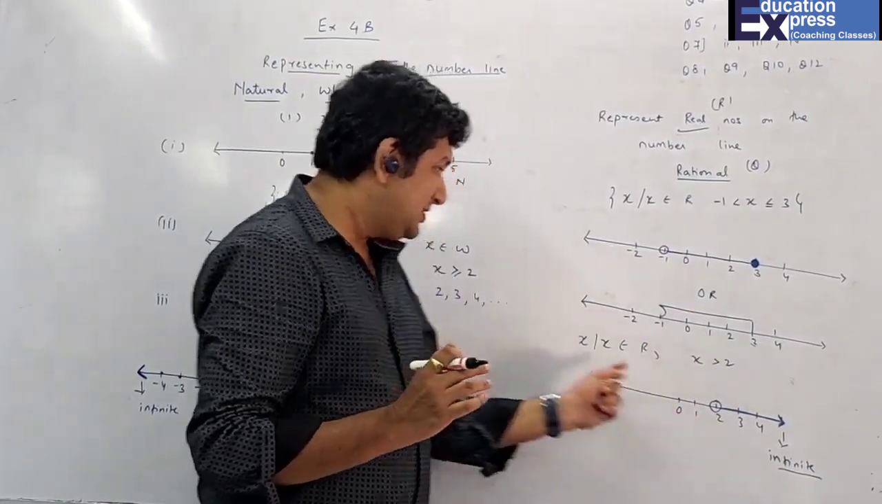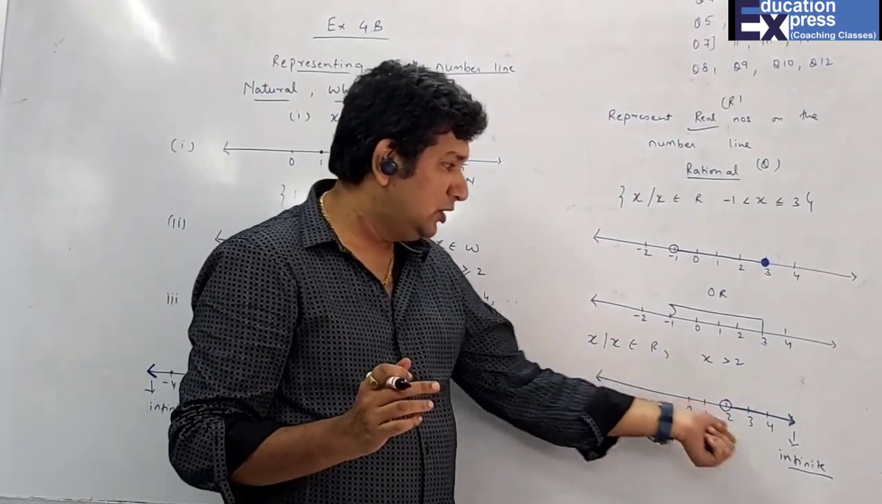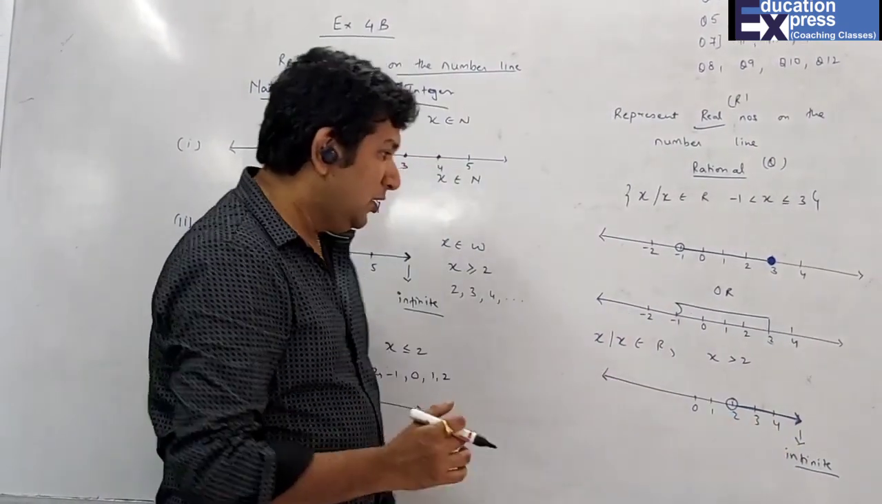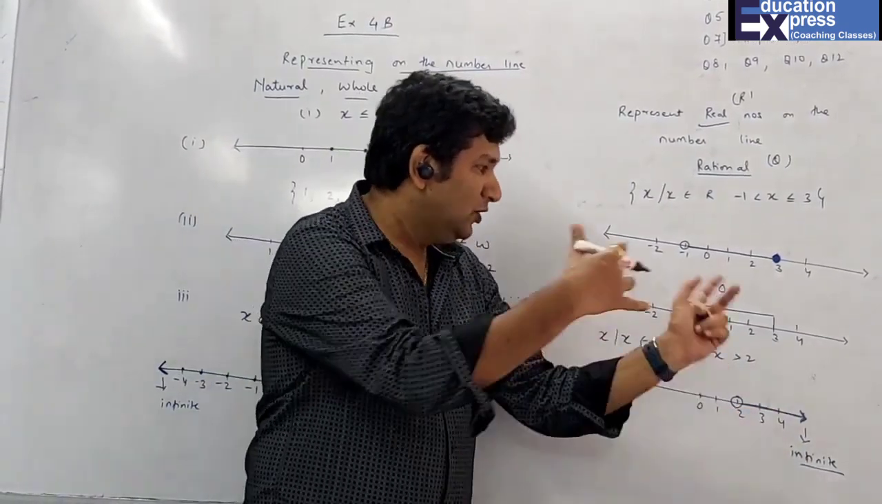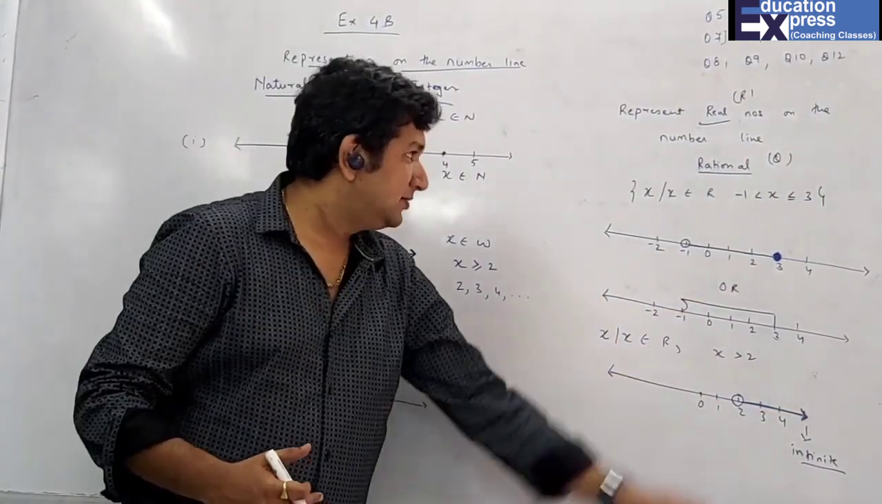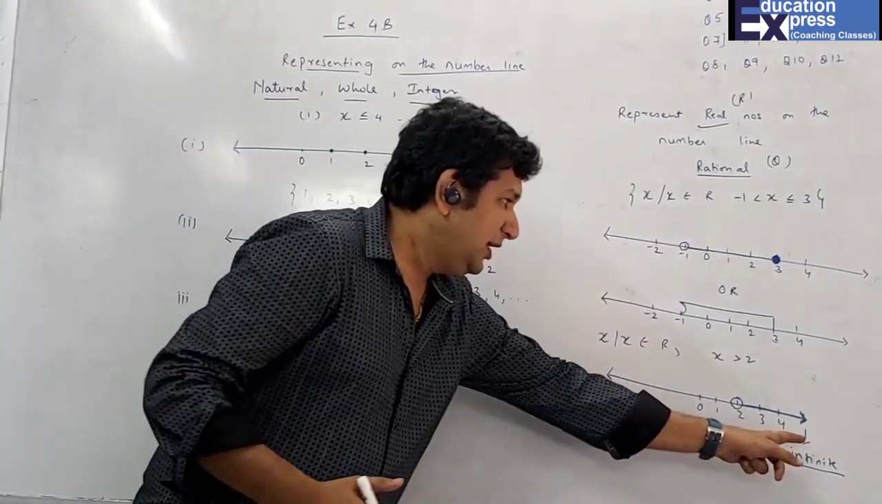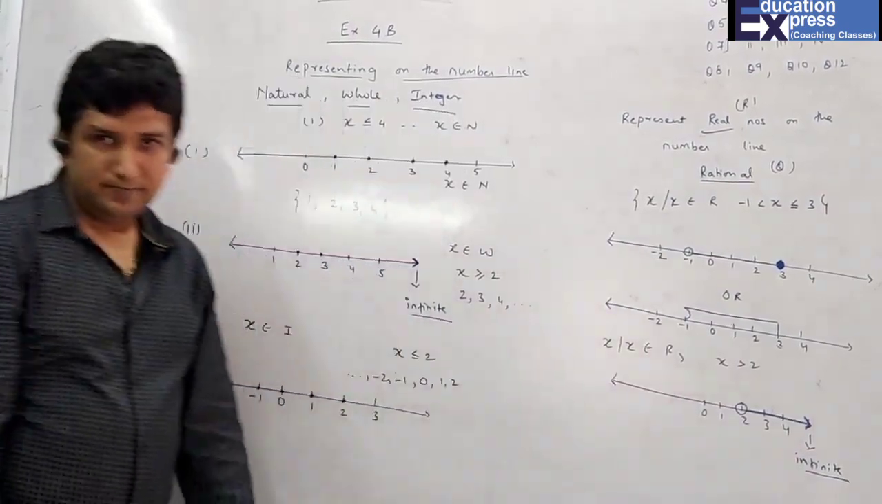Here they have given an example that x belongs to real numbers, x is more than 2. So obviously same thing. Over here from 2 I'll start and I'll continue till infinite. Here the entire thing, not only numbers, in between also.